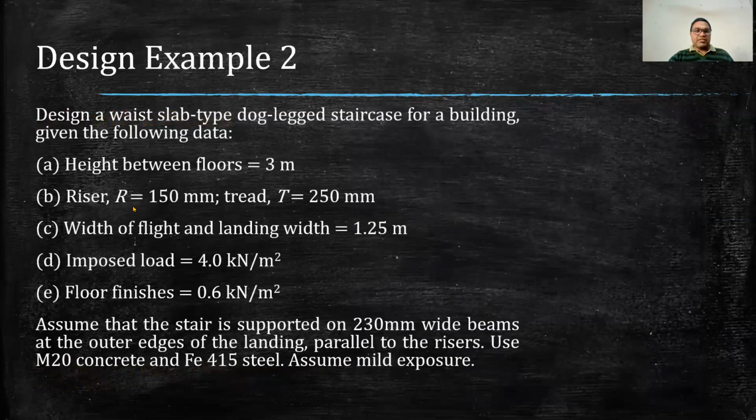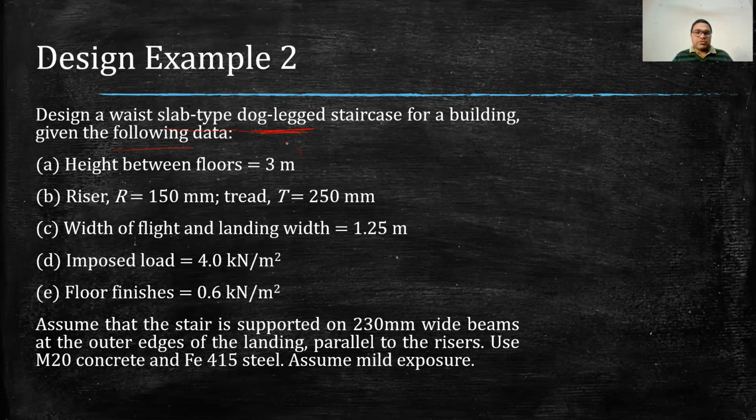So now we will take an example to understand how longitudinally spanning staircases are designed. In the case of a longitudinally spanning staircase, we will be designing a dog leg staircase. So this is the problem in which some data is given. We have to design a waist slab type dog leg staircase for a building with the given data.